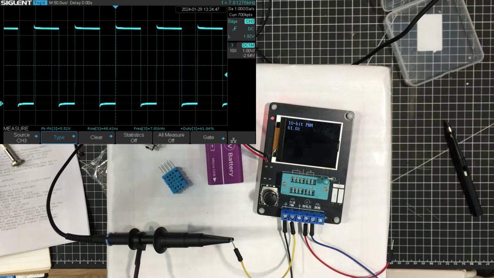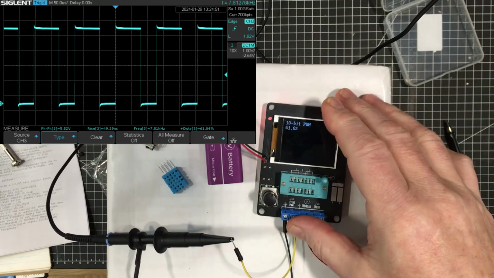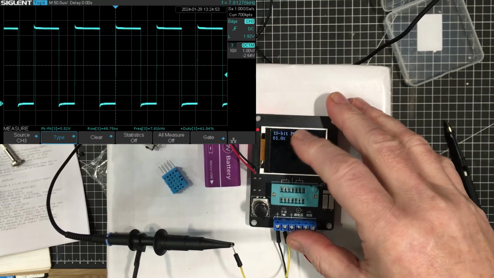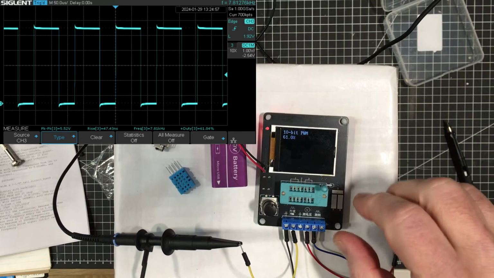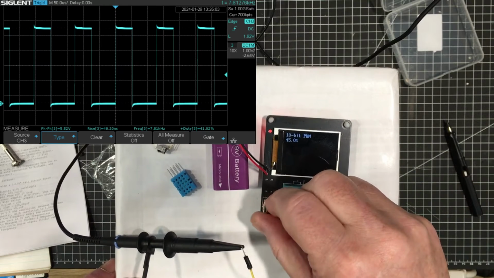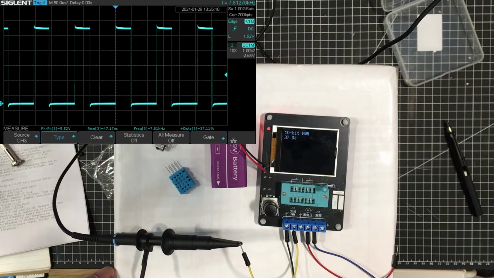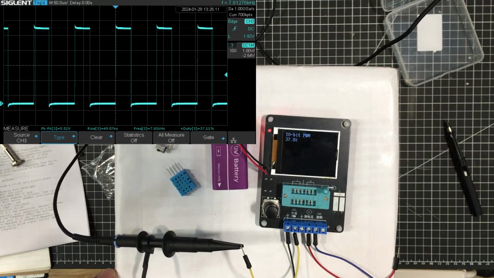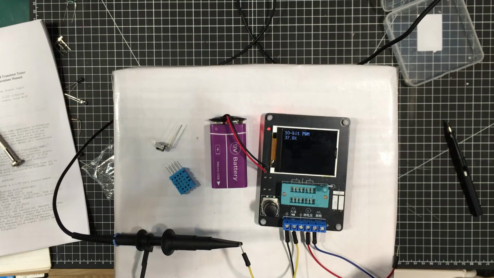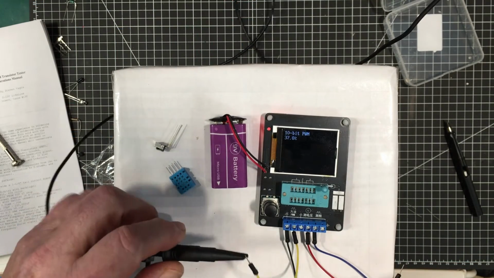Okay, we're looking at the positive duty cycle here at 61%, and it agrees with this at 61%. Let's go down the other side. Let's go down to 37%. And on the scope, it's 37%. So that's perfectly accurate. Now we're going to hook up a voltage source to it. All right, let me set up for that.